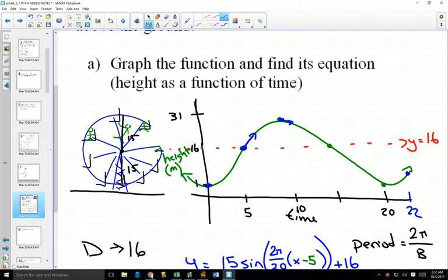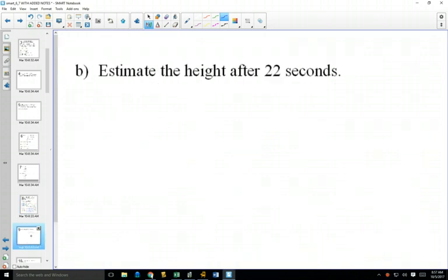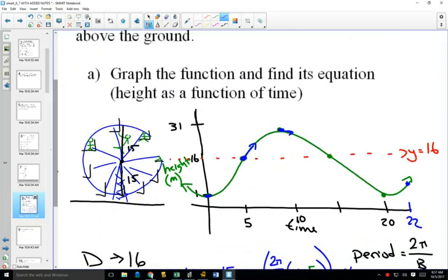So if we estimated that at 22 seconds, you just go across here, and what value do you think that's close to? 4, 5, okay? 4 meters. So that is our estimate, and that would be fine. As long as you're not picking an answer that is like 16 and above, which wouldn't make sense, you know where that range is, you have a little bit of leeway.